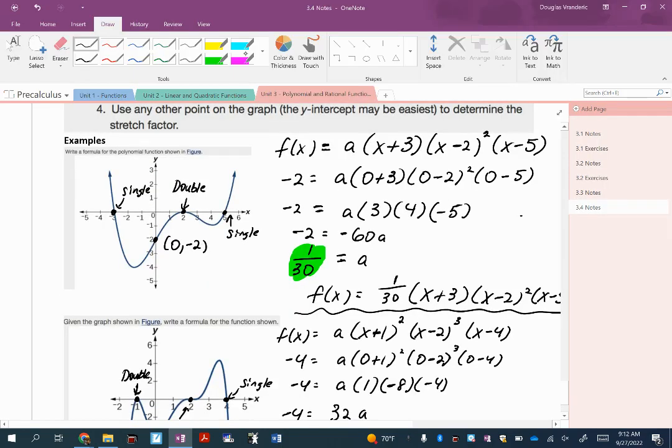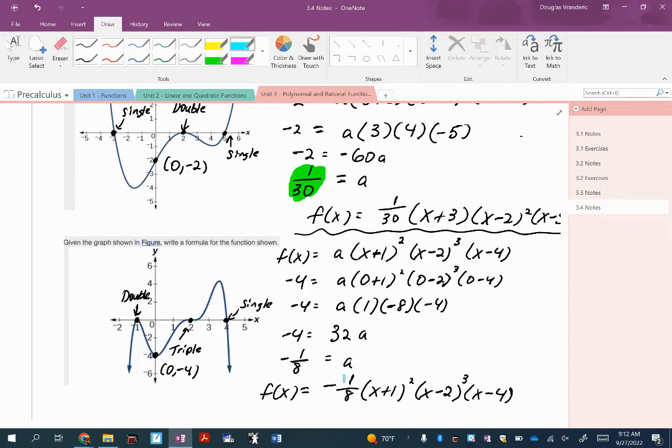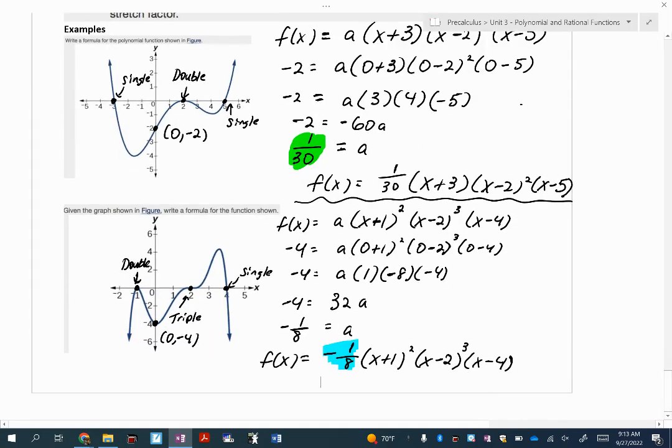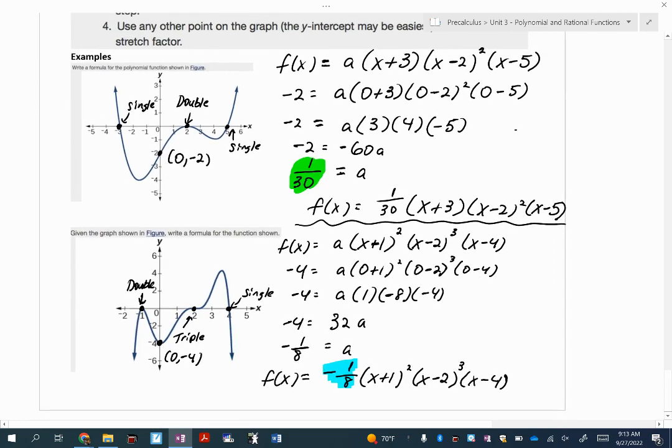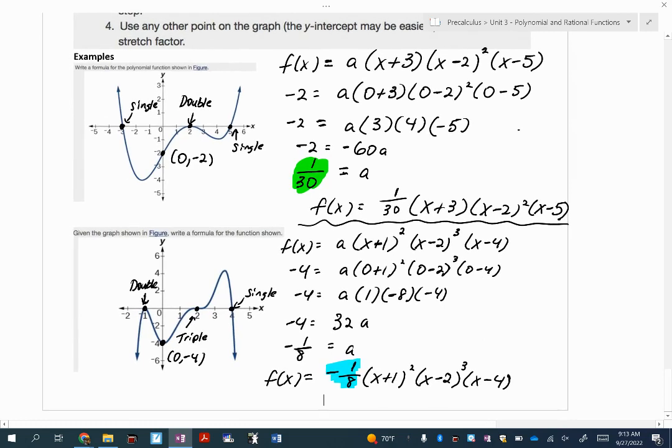If you look at this last one that we just did, we had negative 1/8 became our A. Again, if you add double root, triple root, single root, that gives you 6. So that's an even degree. So they're opening in the same direction. And because our A value was negative, they're both going down for the end behavior. So just kind of a refresher of why those match up for our letter A's.